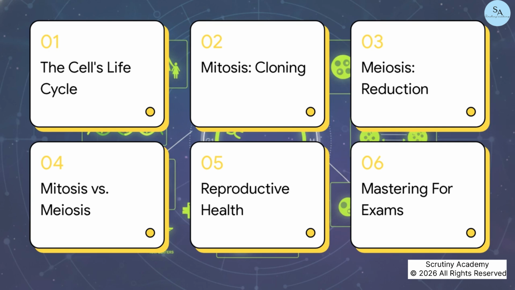So here's our game plan for today. We'll start with the life of a single cell. Then we'll jump into the two types of division. We're going to compare them side by side. And trust me, that's a huge exam topic. Then we'll touch on reproductive health and wrap it all up with a quick guide to help you absolutely nail your test. Let's get into it.